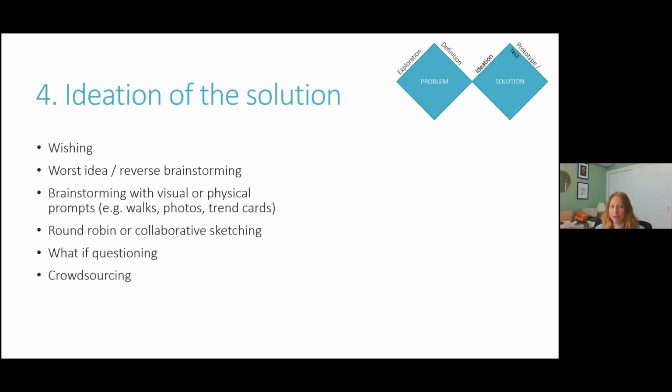The next one is brainstorming, but using different visual or physical prompts. That can involve getting people to go for a walk to come up with ideas first. You can use photos to help prompt thinking or for inspiration. Other things like trend cards, which might say, this is a trend that we have seen and we expect it to continue in the next 20 years. What might that mean?